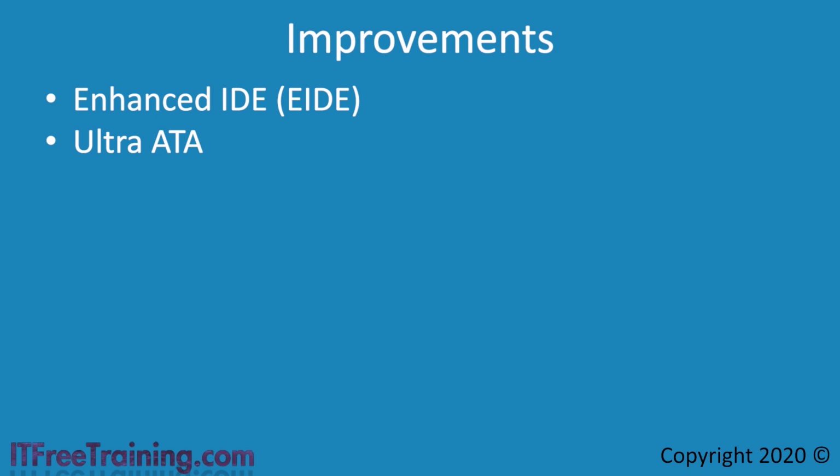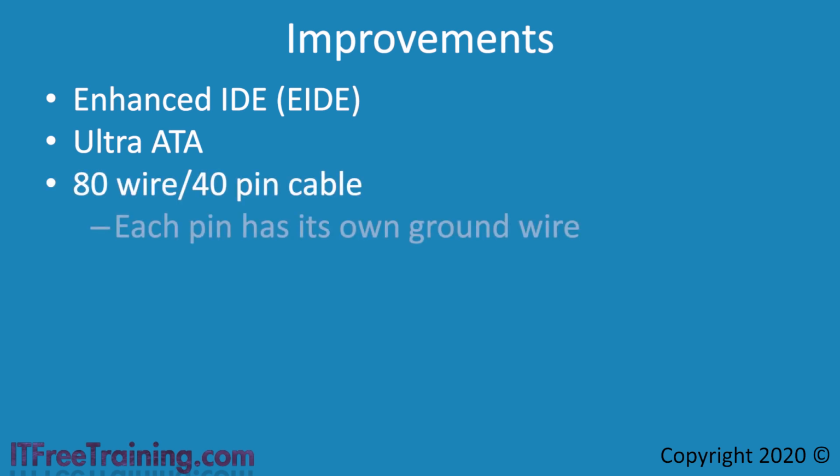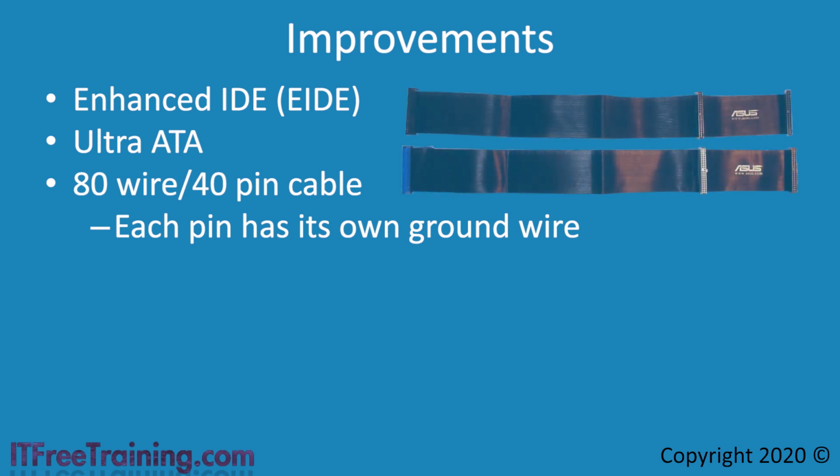When the speed started increasing, the cable increased to 80 wires, but still retained 40 pins. What happened was each pin had a ground wire attached. This increased the reliability of the cable when the speed started increasing. In this example, the top cable is 40 wires and the bottom 80 wires. You can see the cables are very similar and difficult to tell apart.